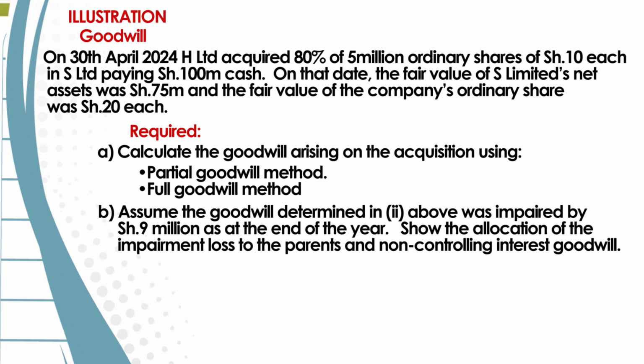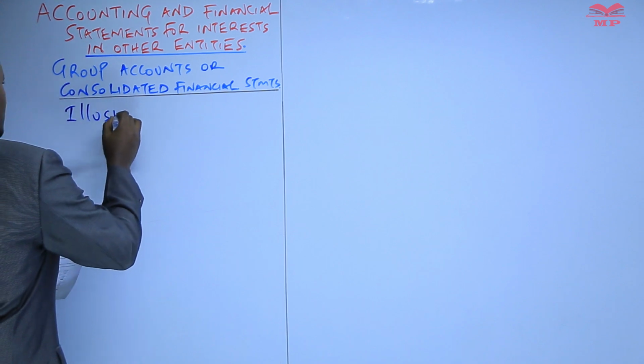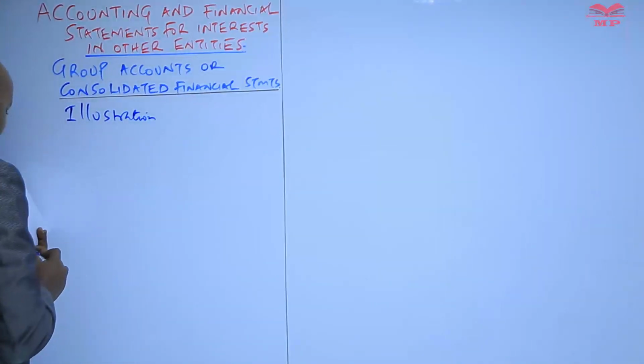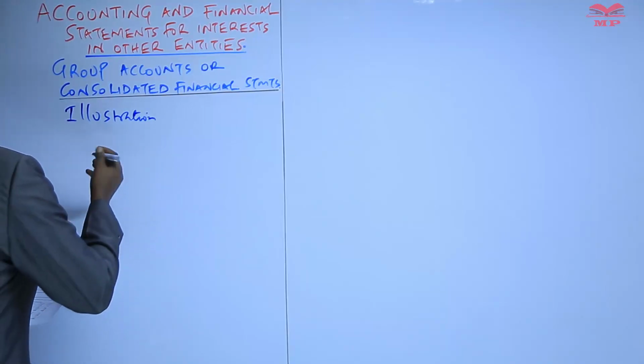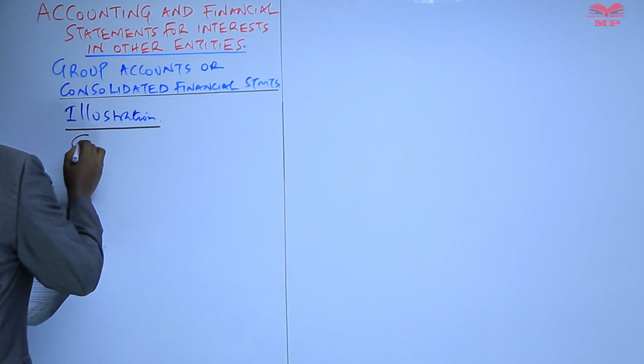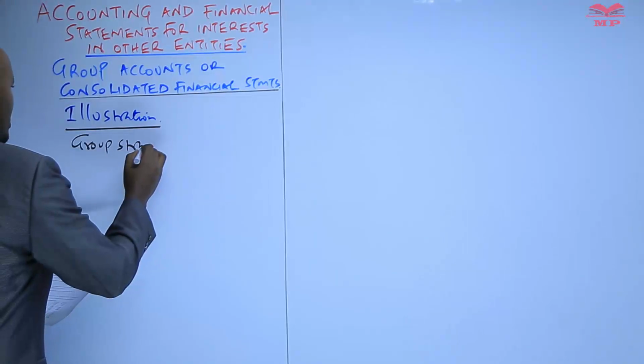Anytime you come across a question for group accounts, the first thing you need to do as a candidate is to come up with a group structure. Basically a group structure is a form of a chart whereby you'll be having the parent company's shareholding in the subsidiary, and also in your group structure, you must incorporate something called the date of acquisition. That is the first thing we need to do here. Remember, this is an illustration regarding computation of goodwill. So the first thing we need to do here is to come up with the group structure.